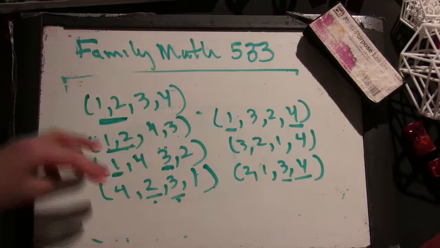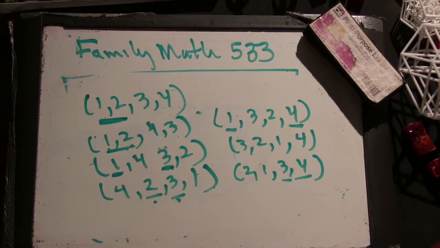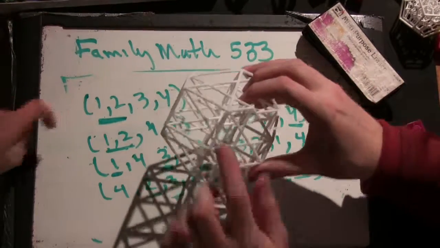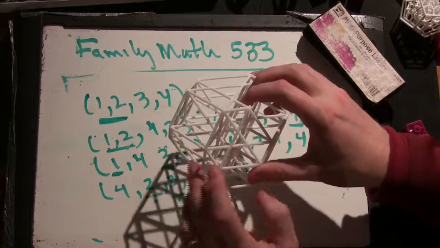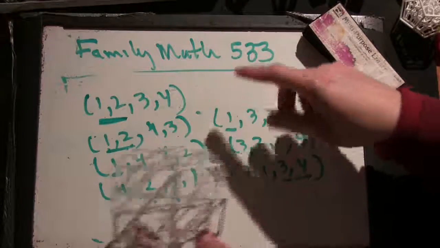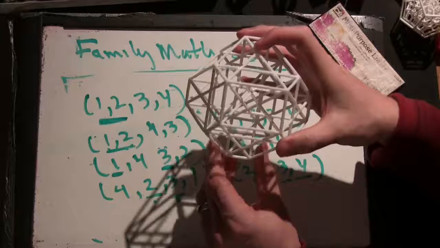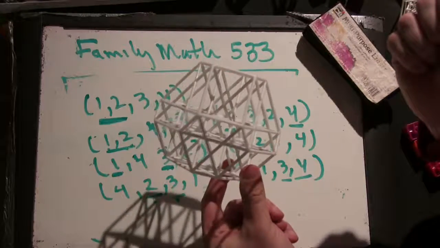Now you have the other 2 numbers which you can arrange in 2 different ways. But one of those ways just gives you the same vertex, right? So that's why each point connects to 6 other ones. And we get this very interesting shape.